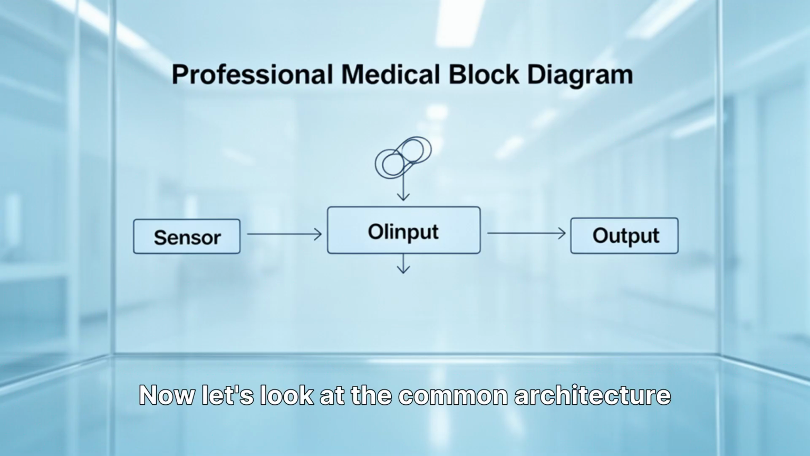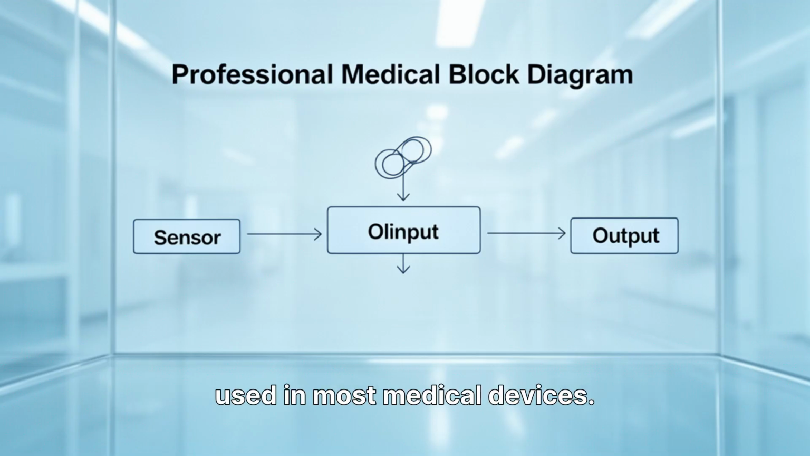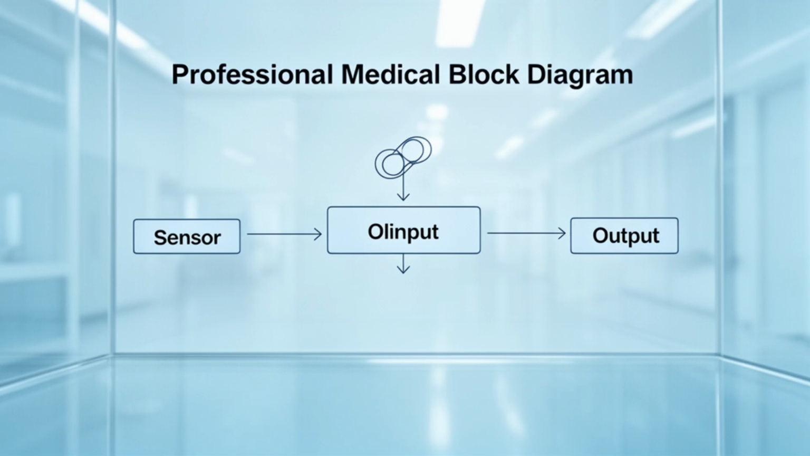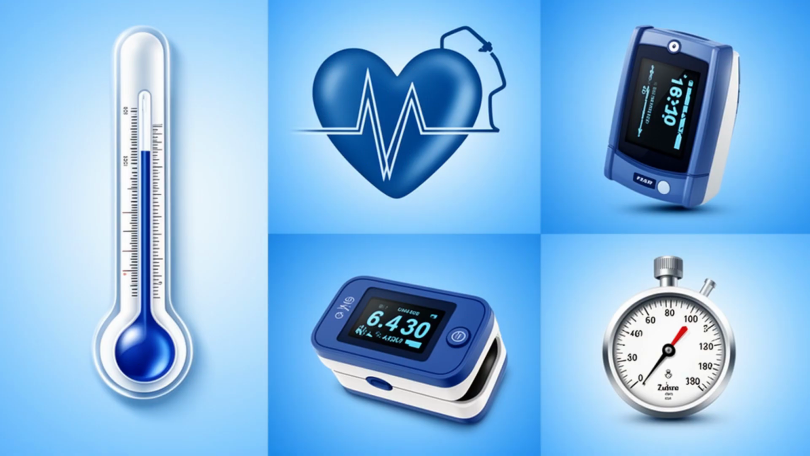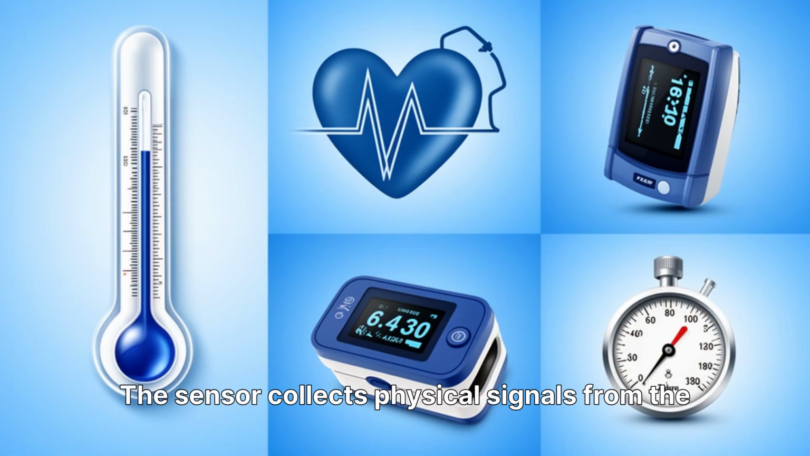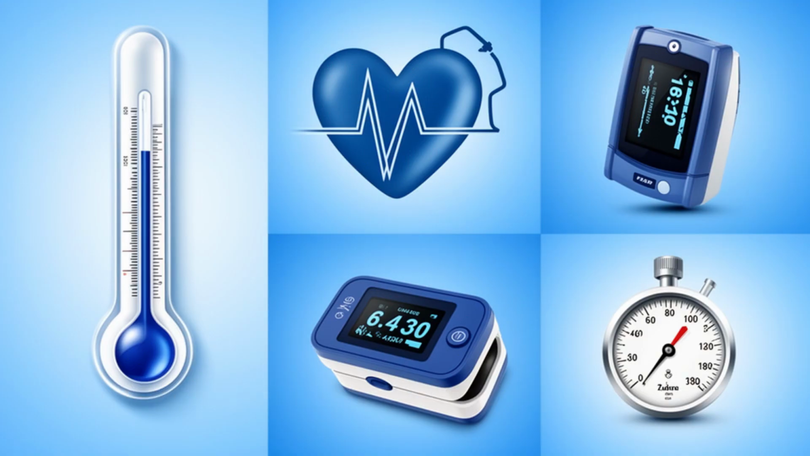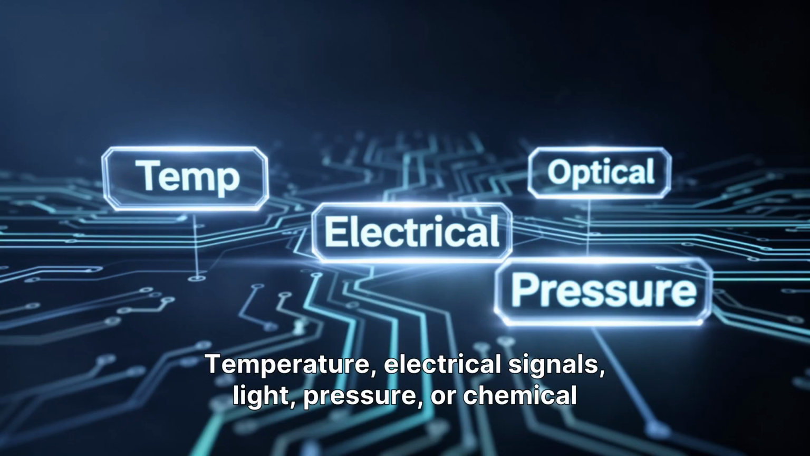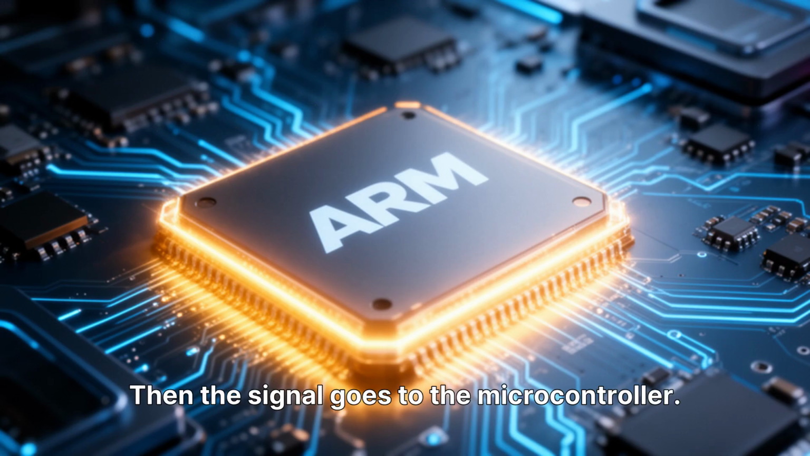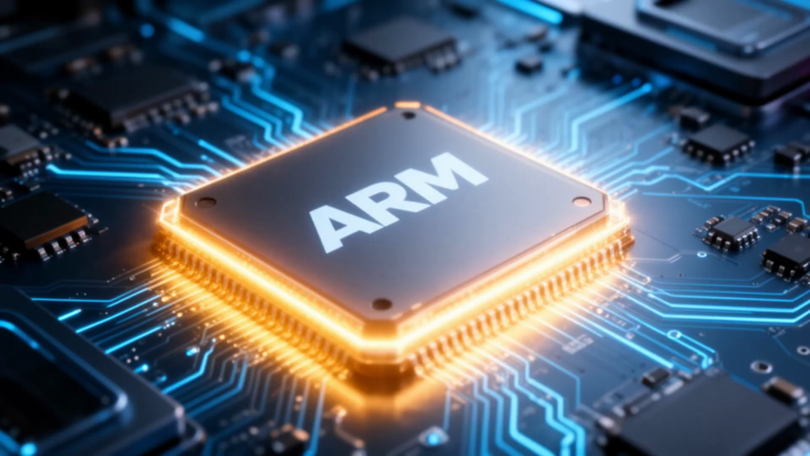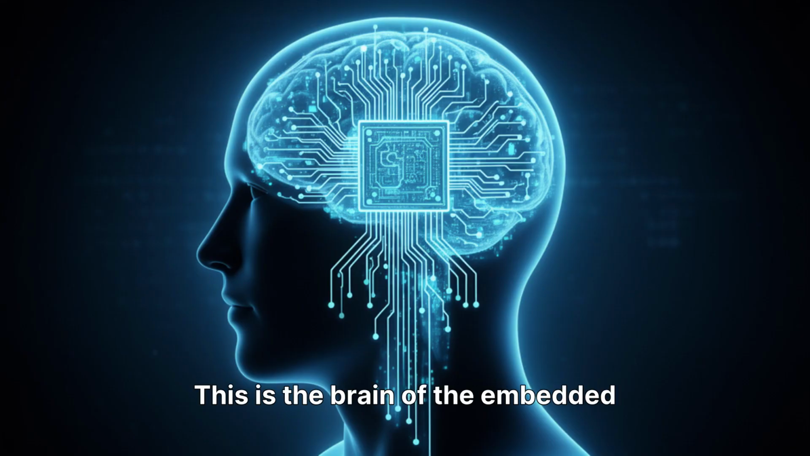Now let's look at the common architecture used in most medical devices. It usually follows this flow. Sensor. The sensor collects physical signals from the human body. Temperature, electrical signals, light, pressure, or chemical reactions. Then the signal goes to the microcontroller. This is the brain of the embedded system.